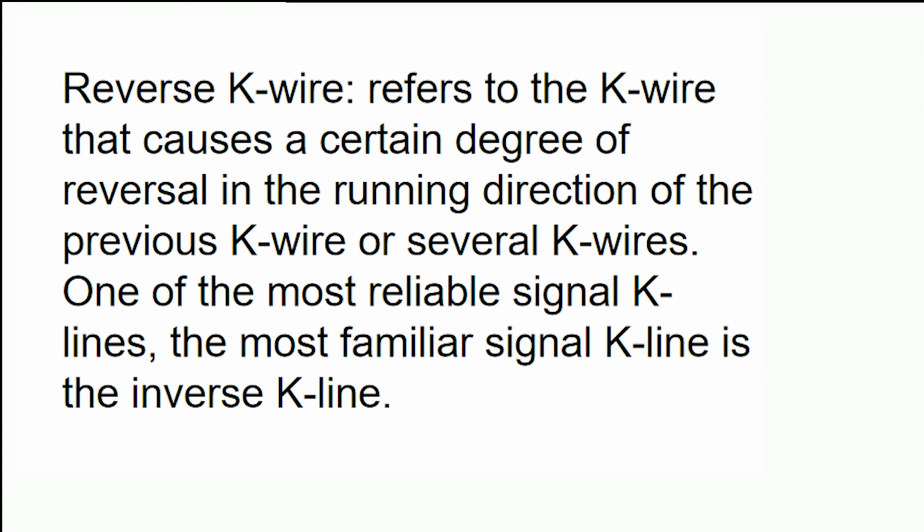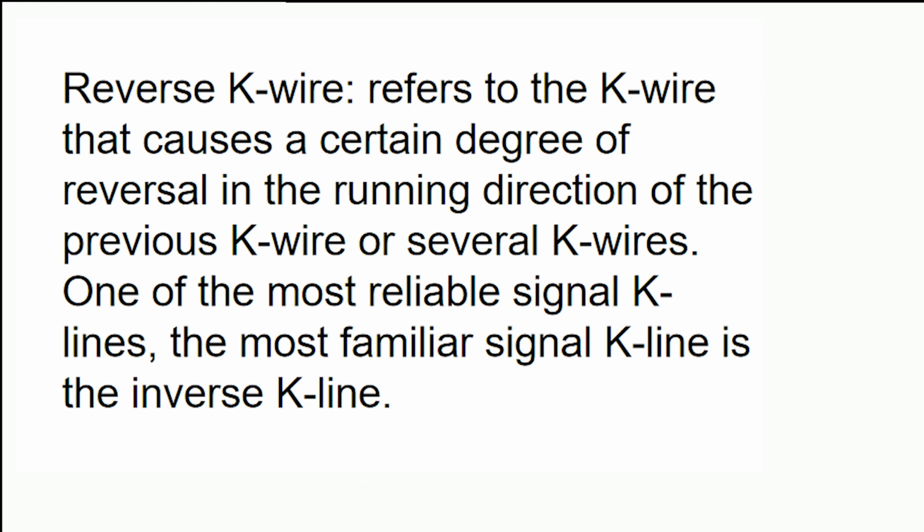Now we know the definition of trend K-line and non-trend K-line, and then we will take a look at the K-line shape and position shape of the long line. Now we will take a look at the reverse K-line, which refers to the K-line that causes a certain degree of reversal to the running direction of the previous K-line or several K-lines. The reverse K-line is one of the most reliable signal K-lines, the most familiar signal K-line. Let's take this short reversal K-line, for example.